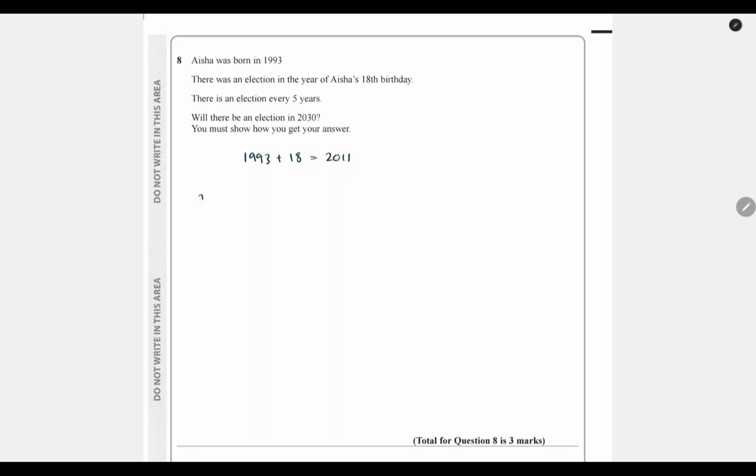And so the election years are going to be 2011, 2016, 2021, 2026, and 2031. So from this list, we can see that there will not be an election in 2030. So the answer is no.